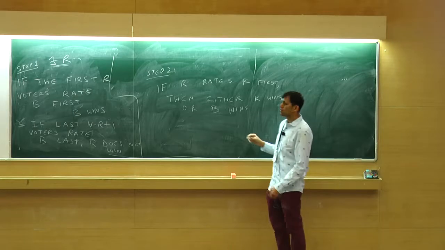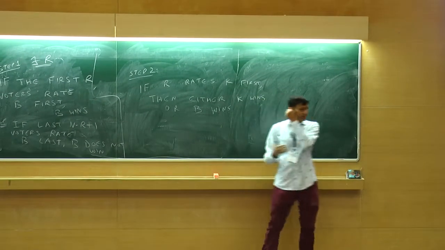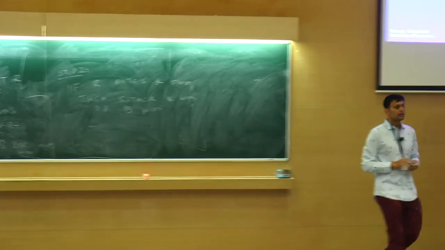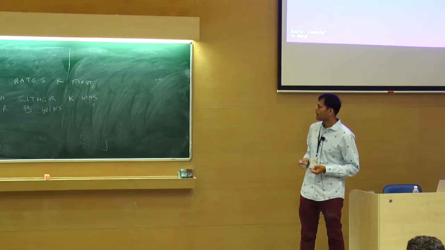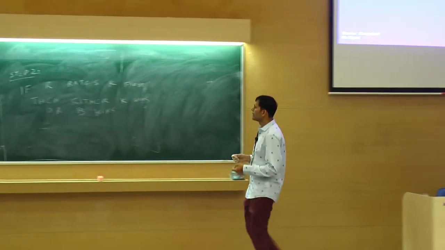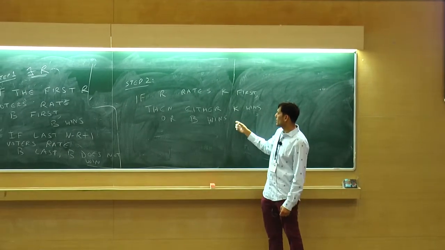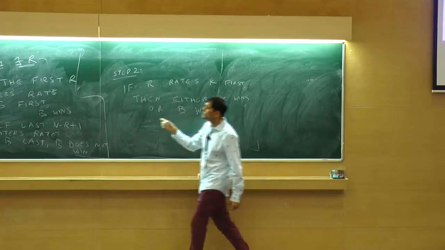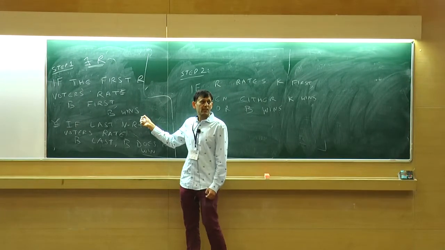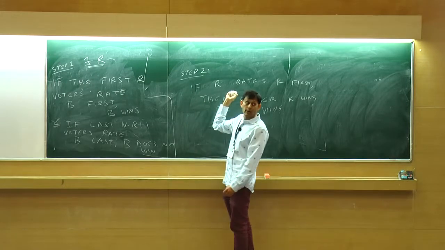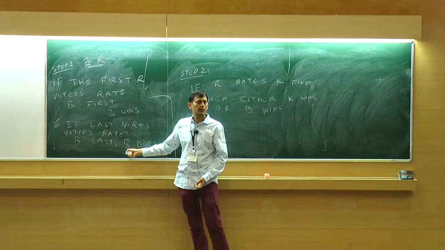Then I'm going to also write down step 3, and I'm going to poll the audience whether they want to see a proof of step 2 or step 3 or neither. Yes, go ahead. The question is, well, R is the pivotal voter, so if R rates K first, then only K will win. No, because this step only applies in a very specific situation. R might rank K first, but maybe the remaining voters don't rank B last, right?